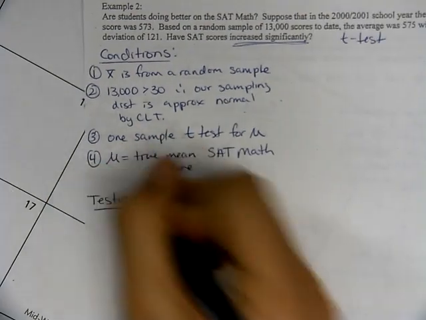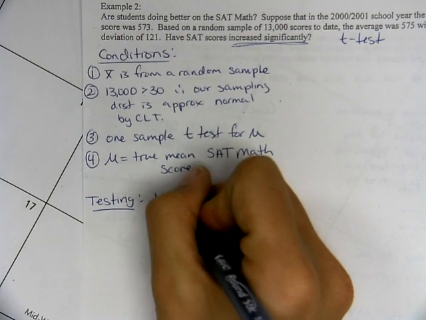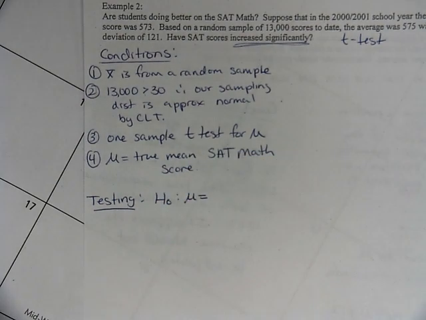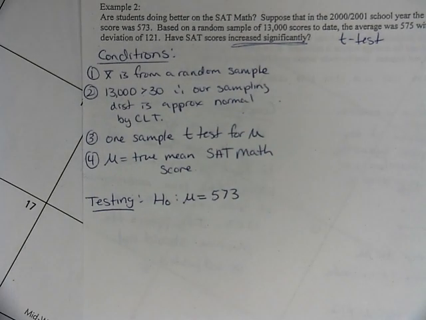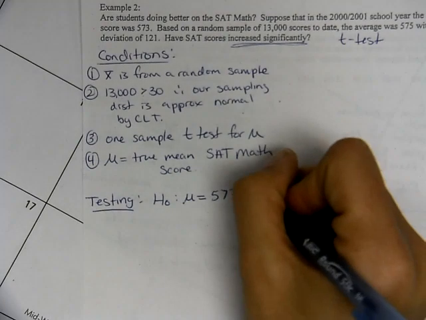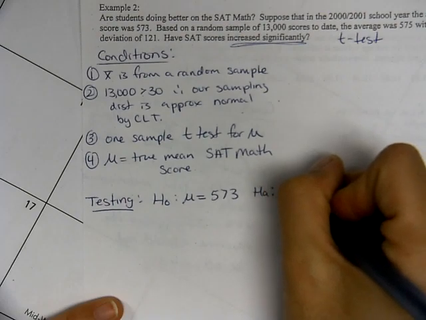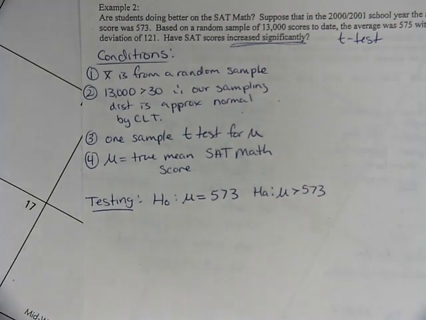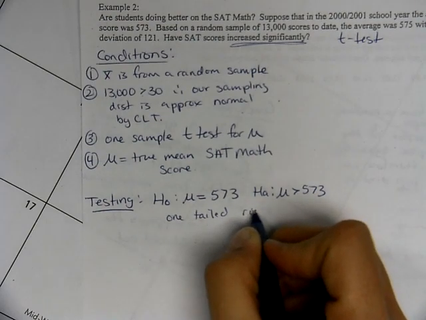Okay, for your testing, your null hypothesis is that the mean should equal 573. Your alternate, it's asking, have the SAT scores increased significantly? So we're going to go with a greater than. So mu is greater than 573. So this is one-tailed right.